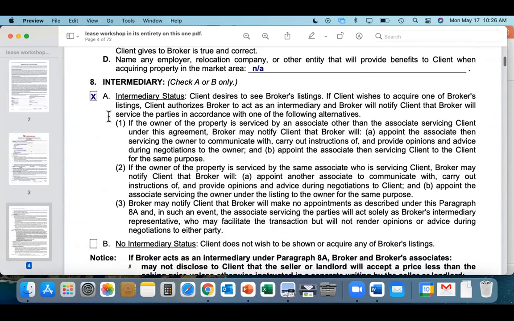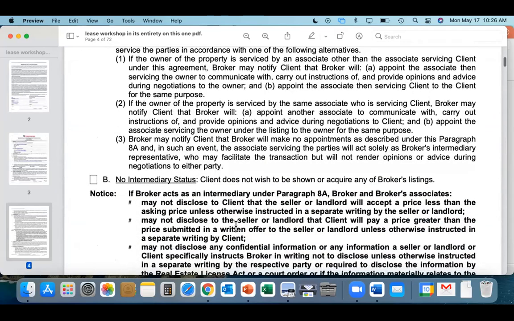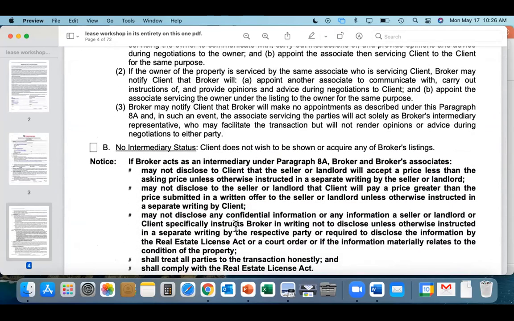We mark on there that we're going to have an intermediary status because especially in leases, it's highly likely that you hook them up with a Keller Williams listing and a Keller Williams lease. And it's totally fine for you guys to represent both, even if you're the listing agent. We do a lot of intermediary on rentals. It's totally fine.